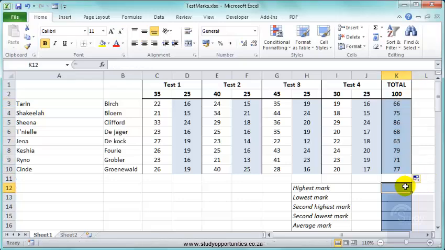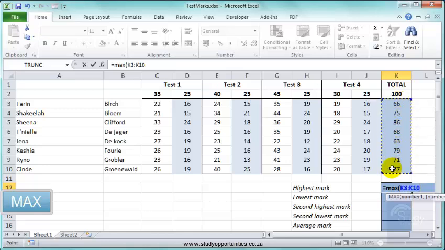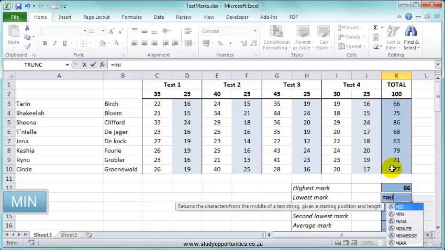Now to get the highest mark, which function should I use? Equals max. Open bracket, that's the highest mark. To get the lowest, it will be min.